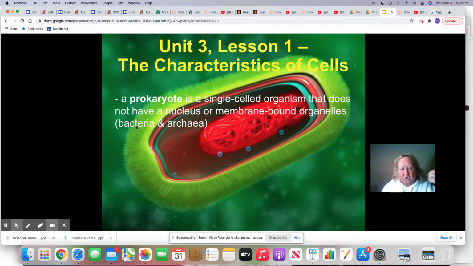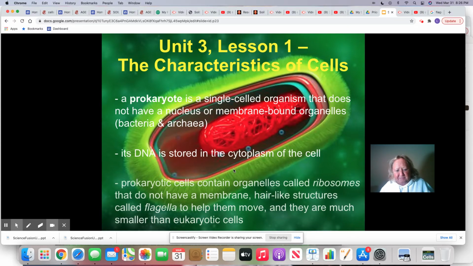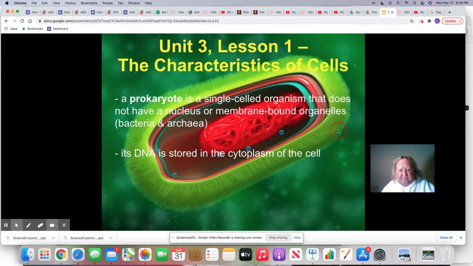The most common term you've maybe heard would be bacteria, and that is a prokaryote. The DNA just floats around in the cytoplasm. Again, there is no nucleus. They do have some organelles called ribosomes. We're going to get into that later, but you just need to know there is no nucleus.